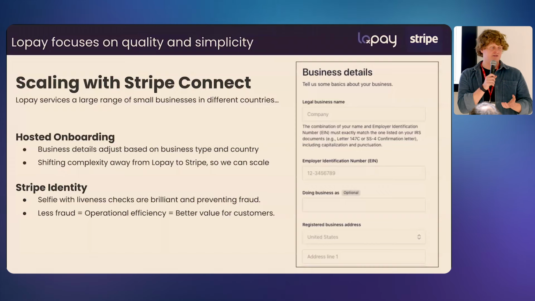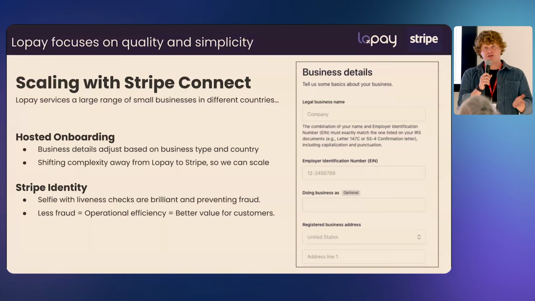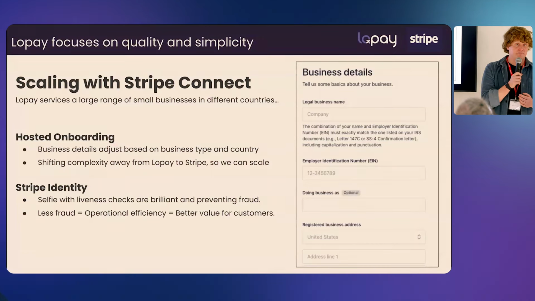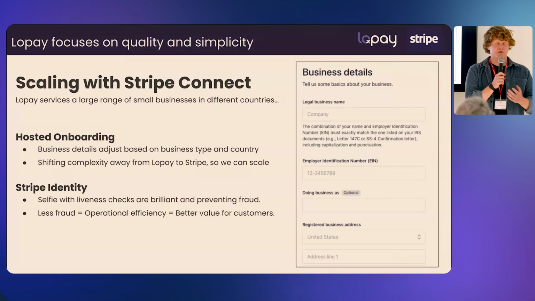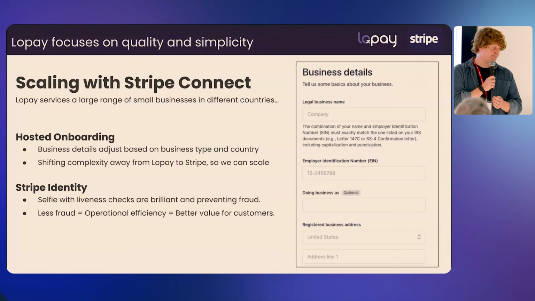And you can do that in a number of different ways. But for example, for a small limited company in America, you need to gather much different information than you do in the UK. If you're not using hosted onboarding, I would definitely consider adding it to your flow if you're using Connect. Again, same principle, you're shifting complexity away from your products into Stripe so you can focus on the customer.